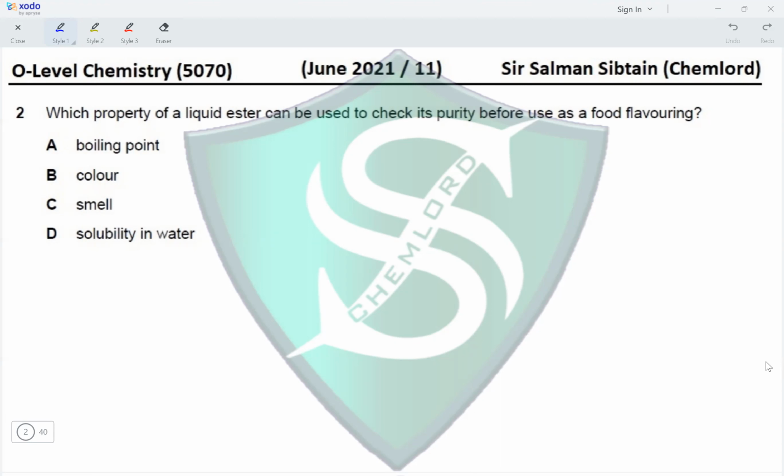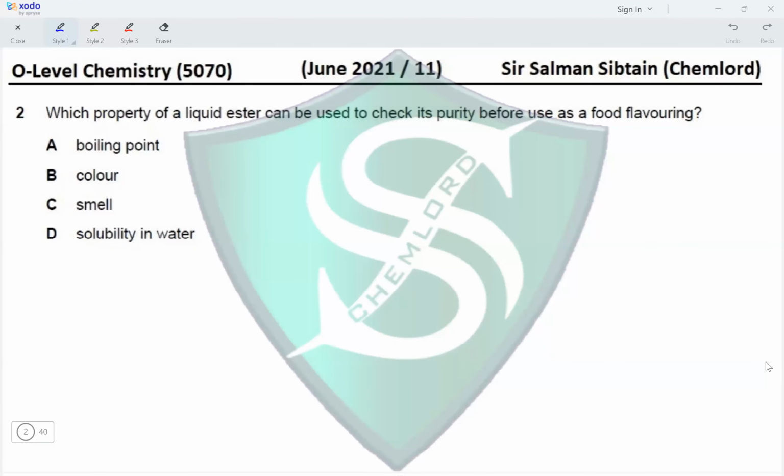Now, why aren't the rest of the options the correct answer? The color of esters may vary, and even if you add a color, the color can change, right? So a color is not an indication of the purity of a sample. Neither is the smell. Smell also can be changed by addition of something else, or in different quantities the smell can go up or down.